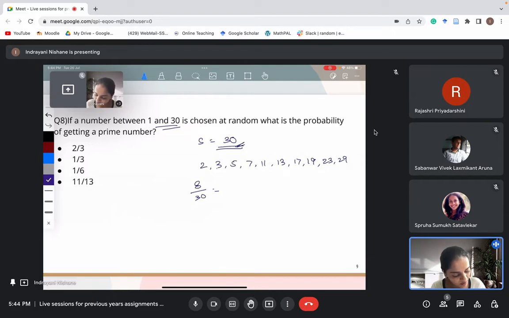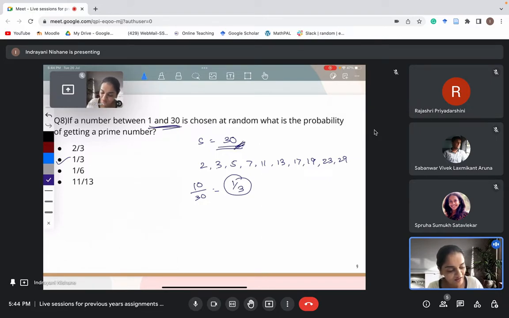So now our desirable sample space has become 10, and the probability is 10 by 30, so it is 1/3. Yes. Now we are not making any mistake because the answer we are getting is part of the options. So just pay attention to what is asked.